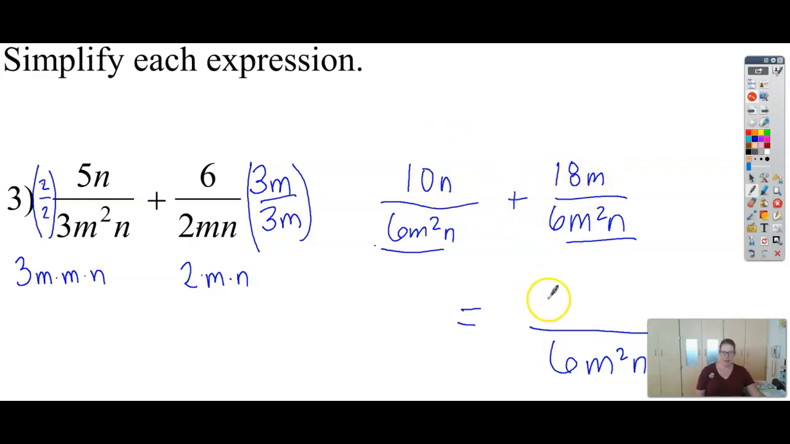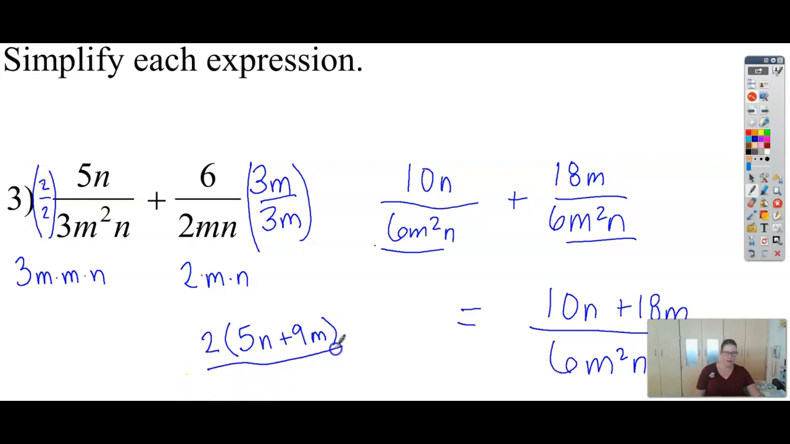10mn plus 18m. Those are not like terms, so I can't actually add them together, but I can go ahead and put them together over the same denominator. Now, I'm not quite finished yet because I see that 10 and 18 have some common factors with 6. So I'm going to go ahead and factor the common factor out of the top. So the greatest common factor between 10 and 18 is 2. So I'm going to pull out a 2, which will leave 5n plus 9m.